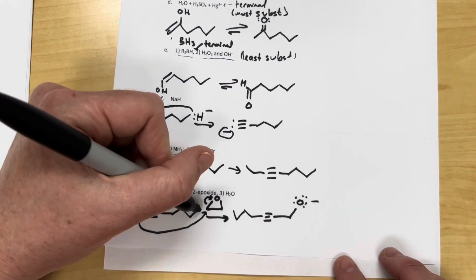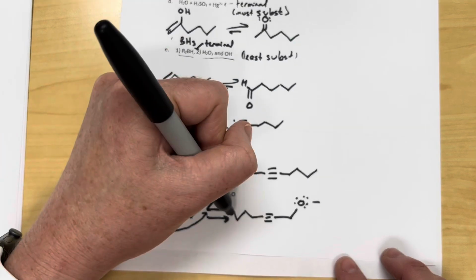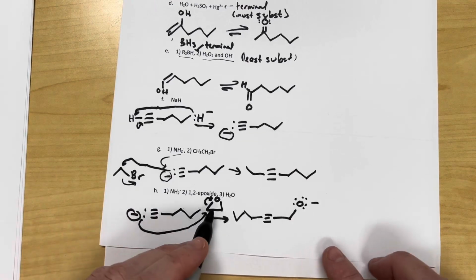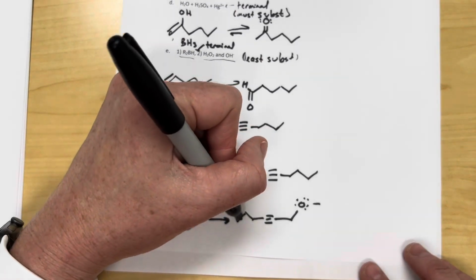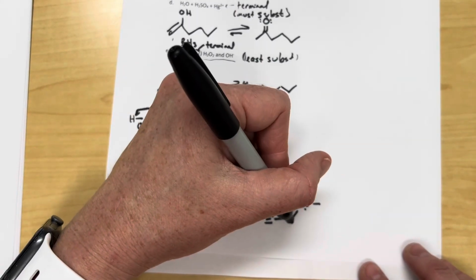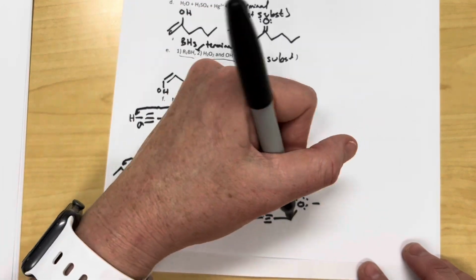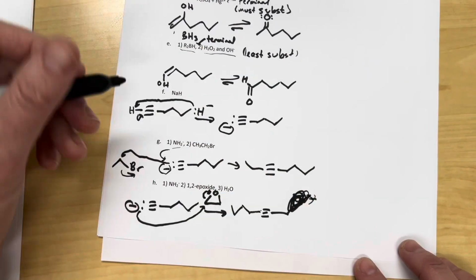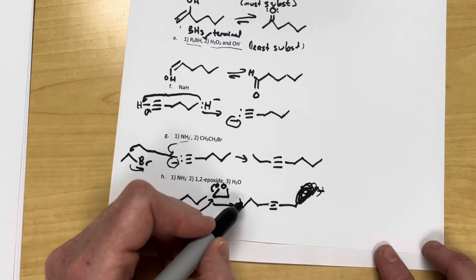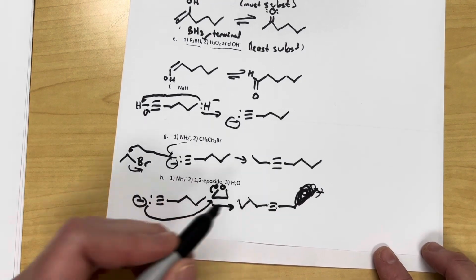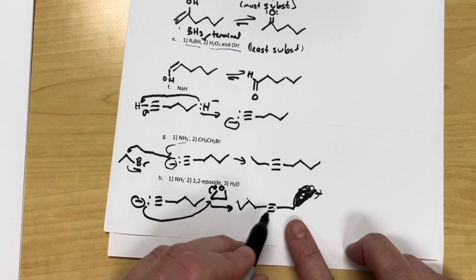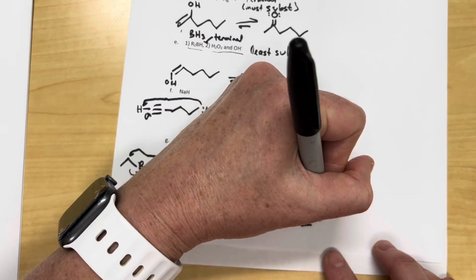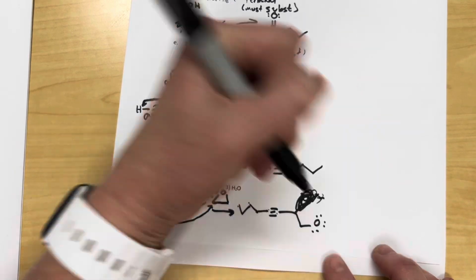Let's make sure our carbons are correct. 1, 2, 3, 4, 5, 6. 1, 2, 3, 4, 5, 6. And then we have the epoxide. No, it's not perfect. Should have done this in, well, I can't do it in pen, you guys can't see it. 1, 2, 3, 4, 5, 6. So that gives us this, and then we still had the 1, 2. So that's where the oxygen is going to go.